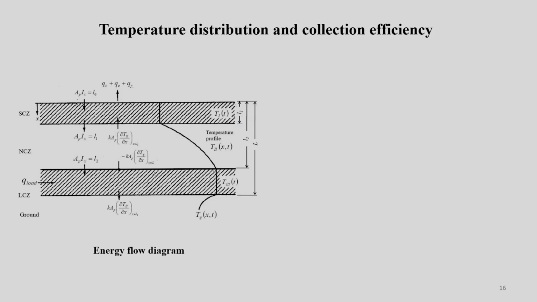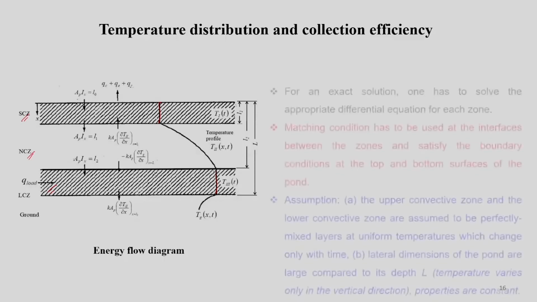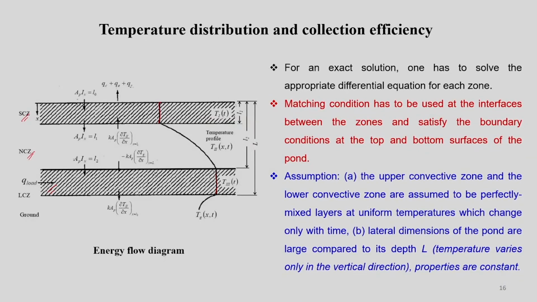If we consider these layers, this is the surface convective zone, non-convective zone, and lower convective zone. As you know, temperature and concentration are constant in the surface zone, then there is a variation of temperature and concentration in the non-convective zone. Again, they are constant in the lower convective zone, where collection and storage take place. So, this is the profile, where L1 is the thickness of the surface convective zone, L2 is the depth from the surface to the end of the non-convective zone, and L is the depth of the pond.